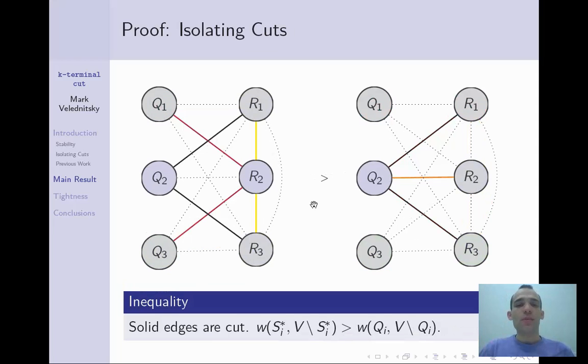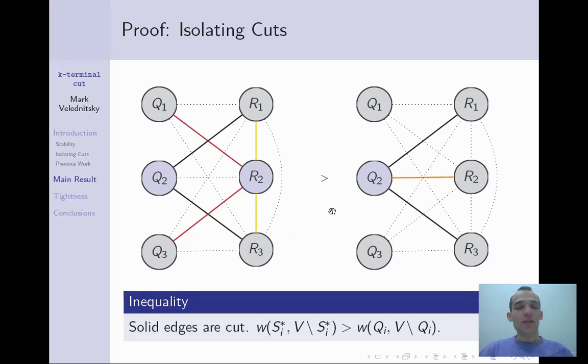What happens when we look at the isolating cut now? Well, we assumed that the isolating cut, let's say for Q2, was just the set of edges that leave Q2, not the edges that leave Q2 and R2. Because we're assuming that this is the isolating cut, it must be the case that the edges cut here have a weight which is less than the edges cut here.